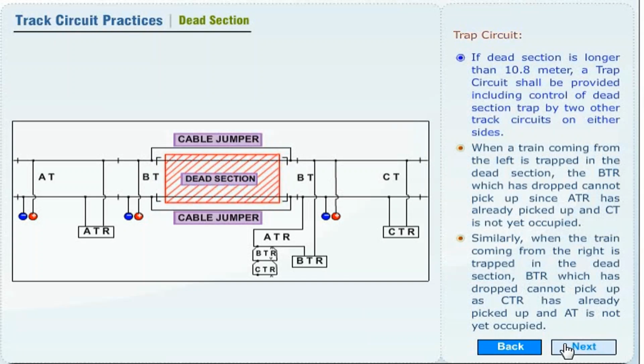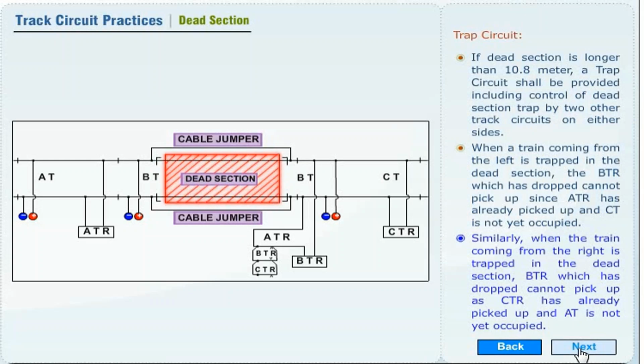Trap circuit. If dead section is longer than 10.8 meter, a trap circuit shall be provided including control of dead section trap by two other track circuits on either side. When a train coming from the left is trapped in the dead section, the BTR which has dropped cannot pick up since ATR has already picked up and CT is not yet occupied.